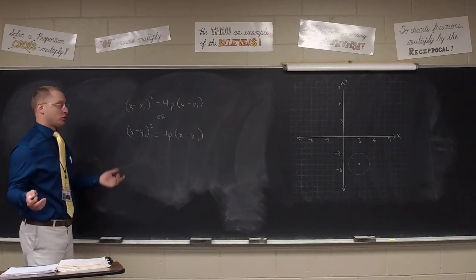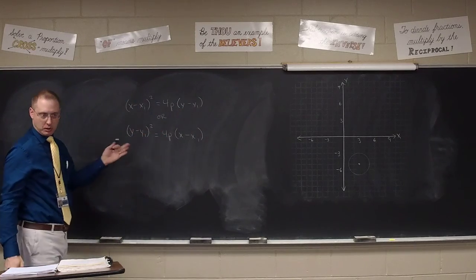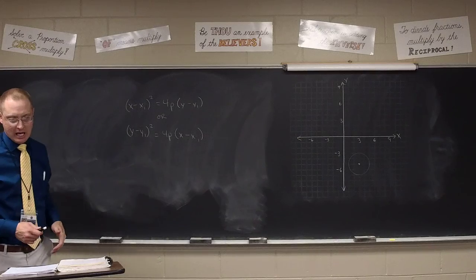Now, of course, if it's not translated, it'll just be x squared and y. x squared equals 4py, y squared equals 4px. That's what we've been practicing initially.